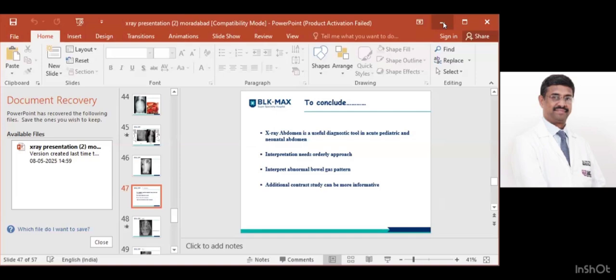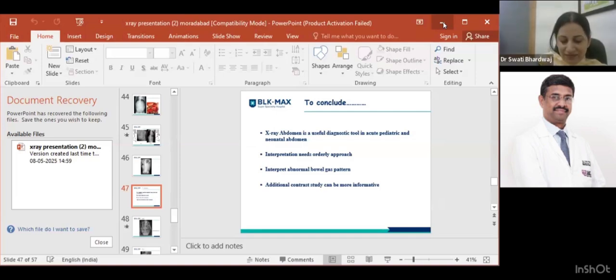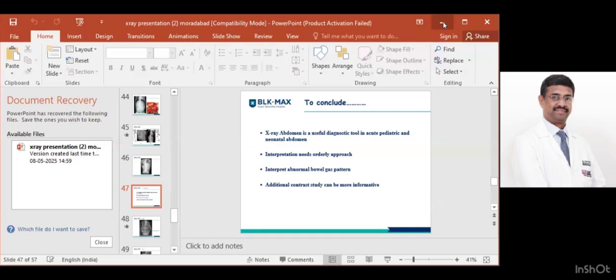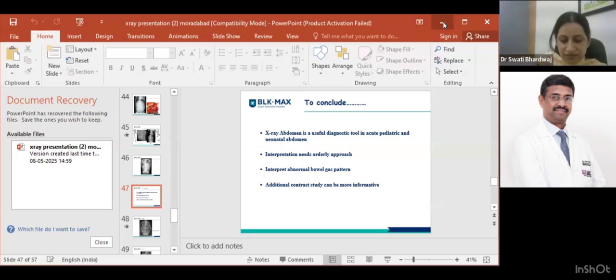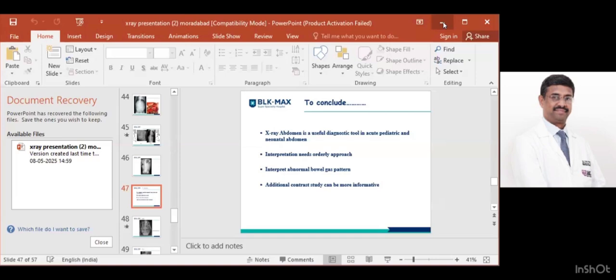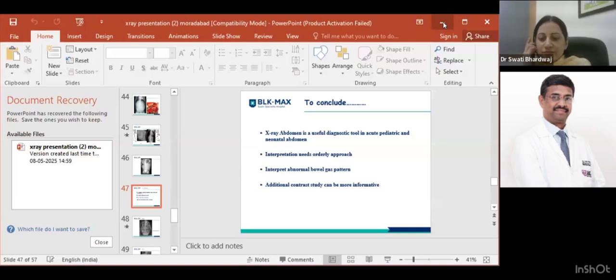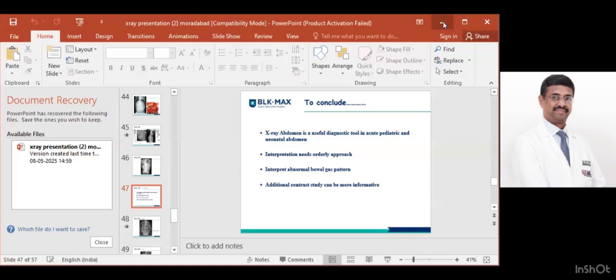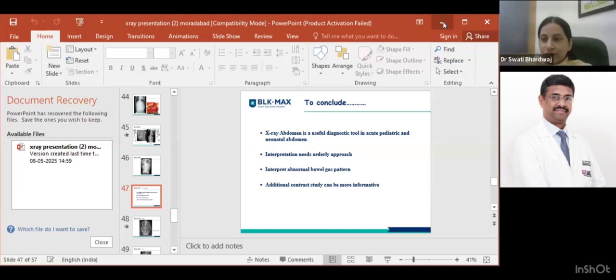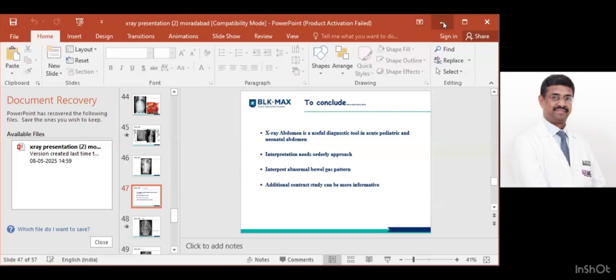One is, I know it is very difficult to take an erect view of the baby, especially in newborns and pediatric age groups. But if at all we have to take one film, then I think it would be better to take an erect image, which will add value and give you more information in terms of air fluid levels and gas under the diaphragm and other things.